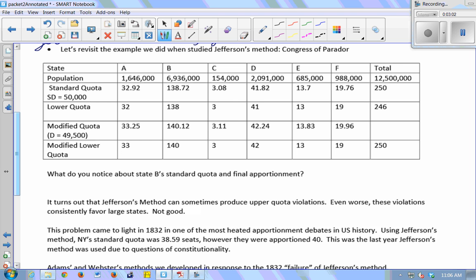So what do you notice about State B's standard quota, which is their exact fair share of seats, and what we gave them in the end? It's more than one bigger than their upper quota. This is an upper quota violation.